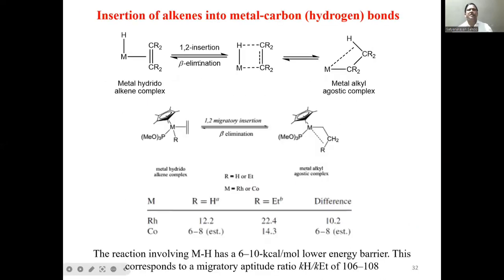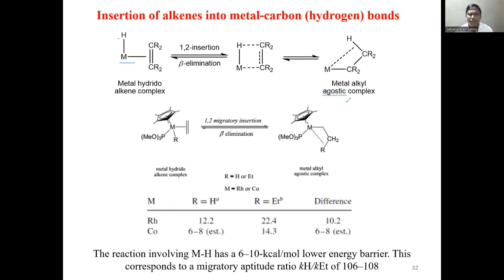Now we'll see the insertion of alkene into the M-H bond. So this is basically a 1,2 insertion. We are having a metal hydrido alkene complex. Now you can see we have a metal hydrogen bond, and this is an alkene complex. So after 1,2 insertion, you are getting a metal alkyl complex.